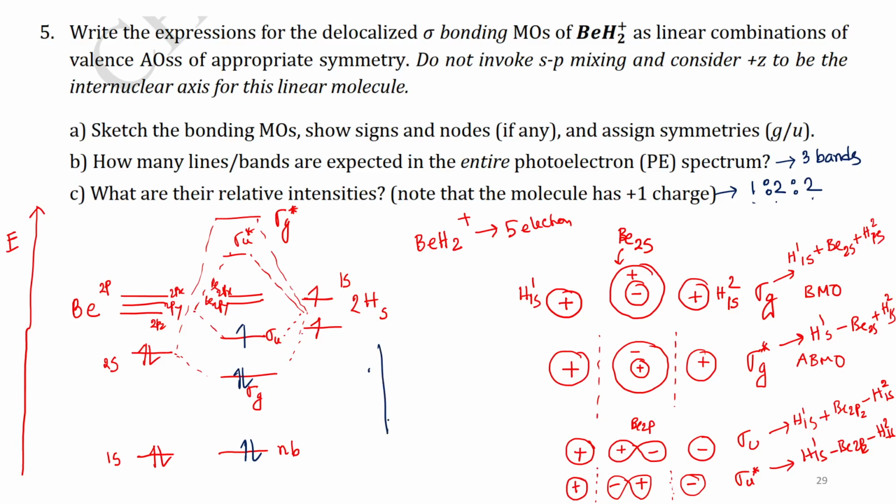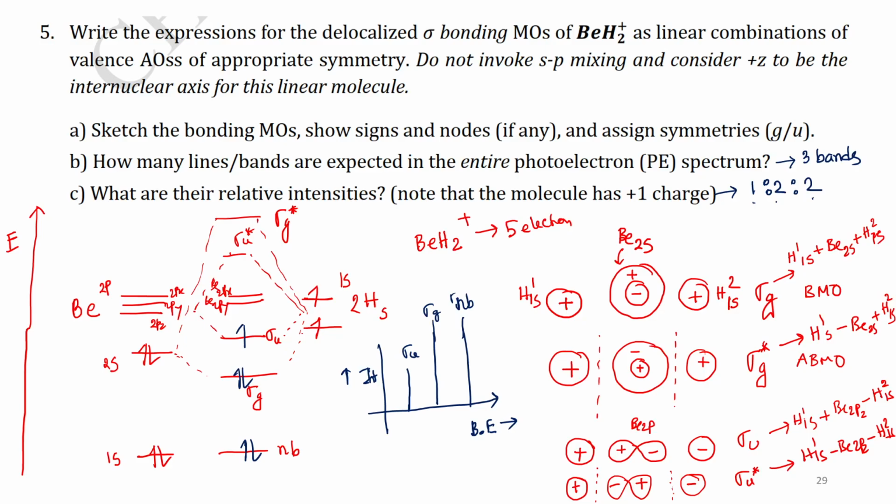So it would look like this is binding energy, this is 2. Okay, binding energy is increasing, this is increasing intensity. So this is for sigma u, this is for sigma g, this is for non-bonding sigma, you can say non-bonding.